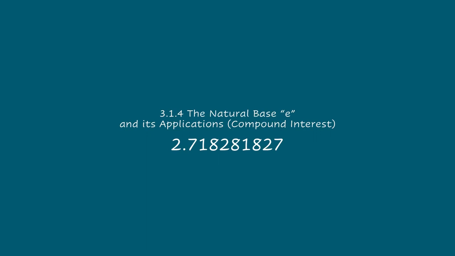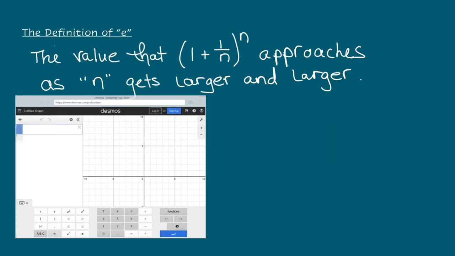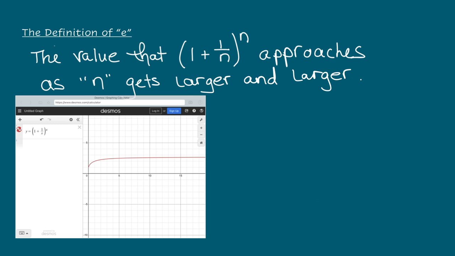In this lesson, we'll talk about the natural base e and its applications, specifically compound interest. e is defined as the value that the function 1 plus 1 over n raised to the n approaches as n gets larger and larger. In other words, if we continually evaluate increasingly large values of n and go all the way into infinity, the largest that this function would ever get would be at this value right here.